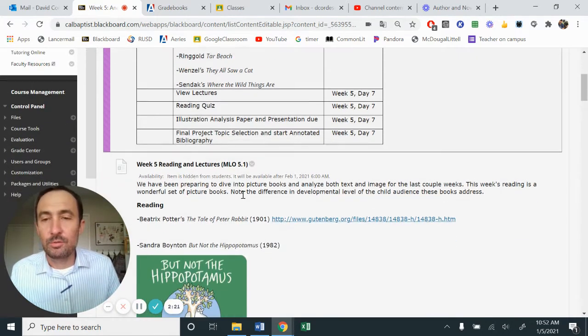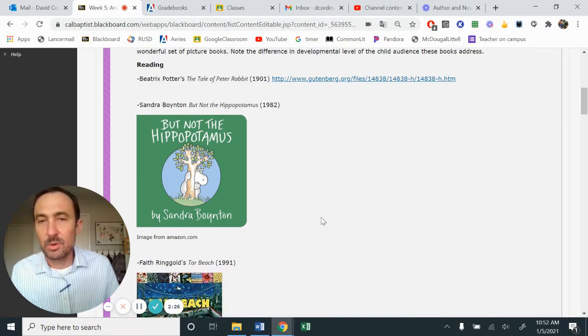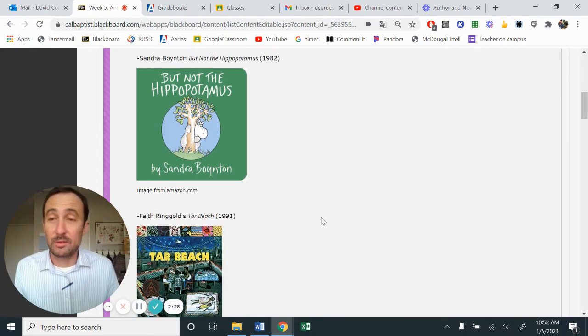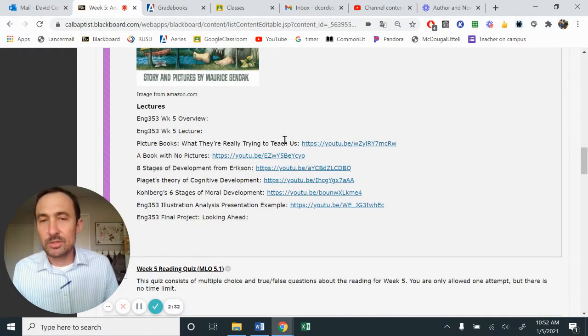Okay. So first thing, there are different readings that you can see here. Some of these books you will need to get on your own, or perhaps you can get them from a library. Fantastic reads. The lectures I'm putting in here, there are a couple of things that I wanted to feature and go over now. There are the picture books, what they're really trying to teach us.